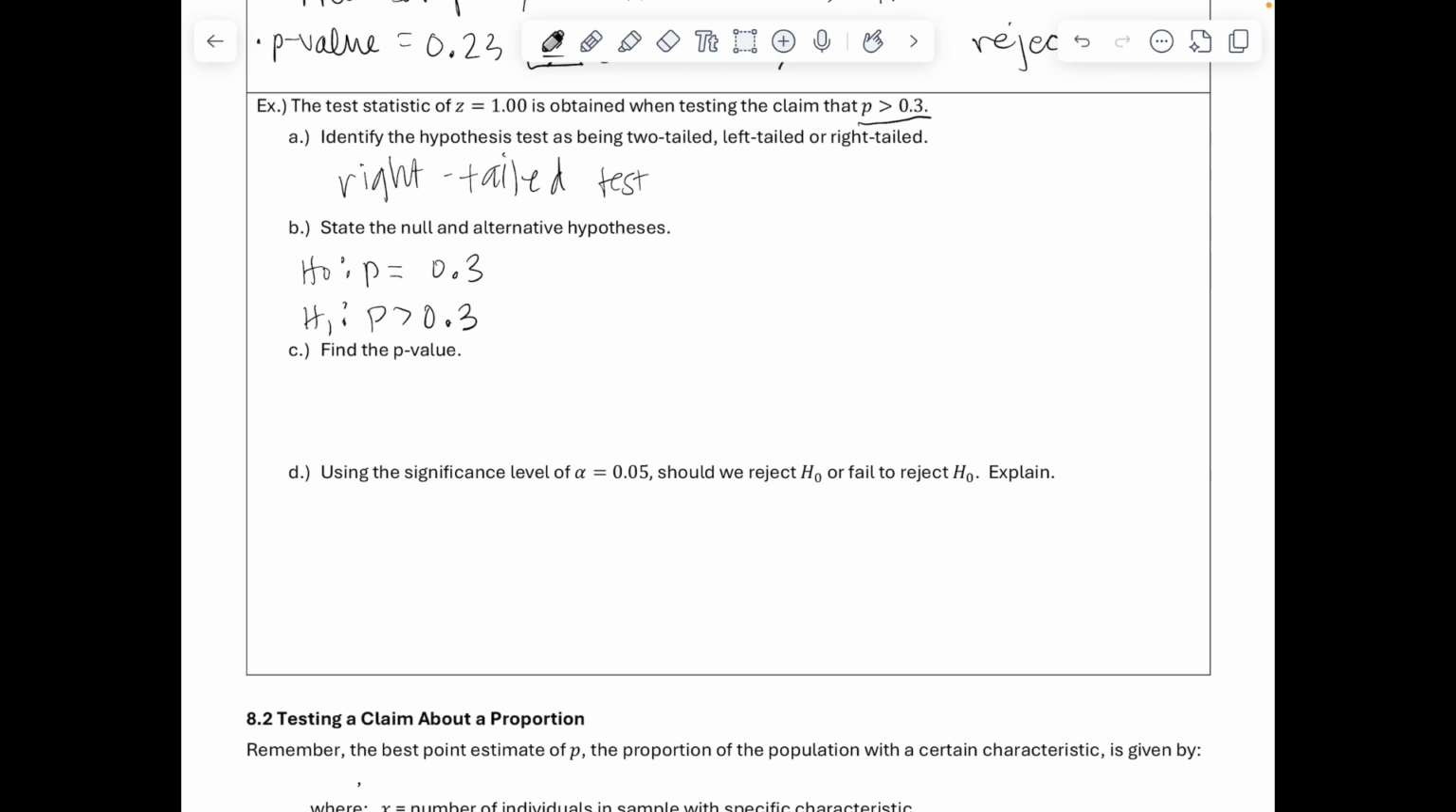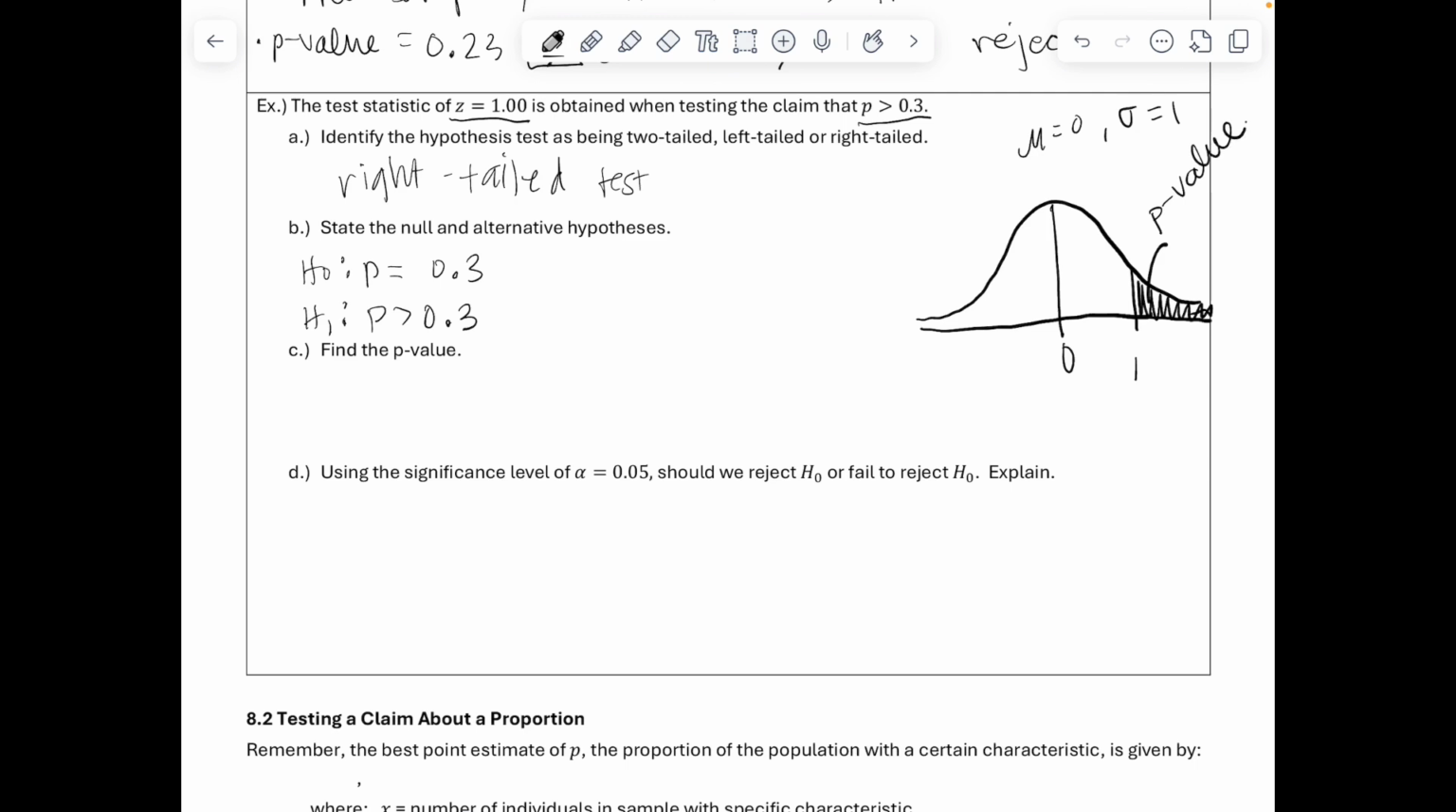So the next one says find the p-value. So I'm going to go ahead and sketch a normal curve here. And it does use the letter Z. And if we remember, that's our standard normal curve. That means that it has a mean of 0 and a standard deviation of 1. And so I'm going to go ahead and put 1 on here. And I did that because it says Z is equal to 1. And it is a right-tailed test, so I am going to shade this to the right. And so this area that we have here is going to be what's called our p-value.